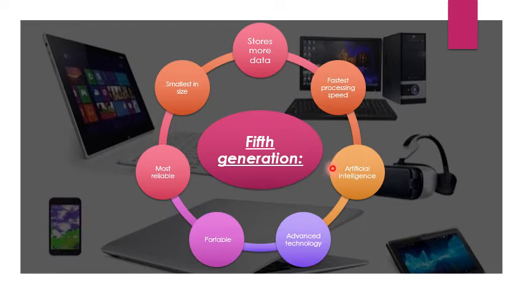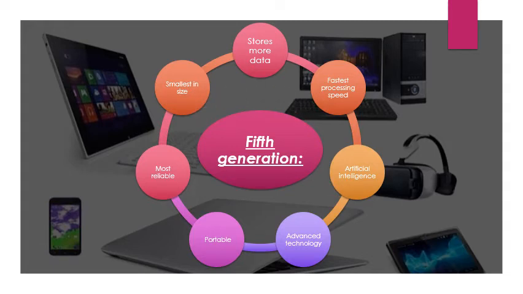It means the computers of the fifth generation would have the capability to see, to talk, to hear, to listen. These are very amazing things which we can see in the computers of the fifth generation. They can see, they can even talk. They are more robotic. So here are the five generations of the computer.